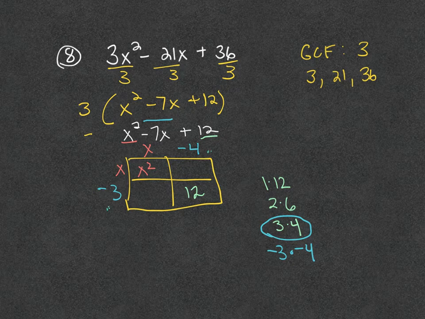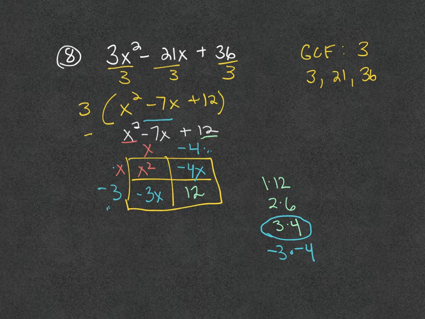And now I'm going to take and multiply. Negative 3 times x is negative 3x. X times a negative 4 is negative 4x. Now let me check. Here's my x squared. There it is. If I take and combine negative 3x and negative 4x, that'll give me negative 7x. And there's my positive 12.